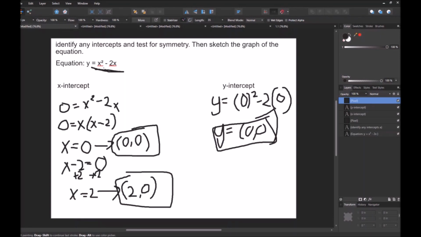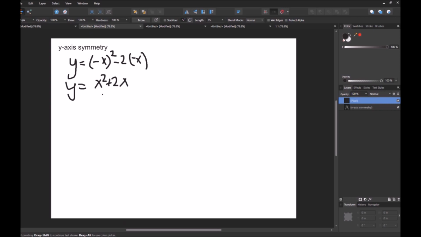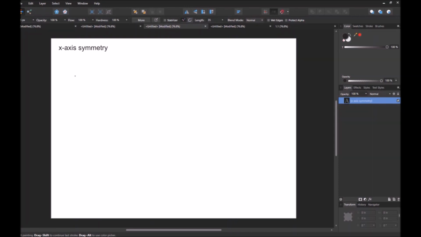So we look here and we see that this is x squared minus 2x, and we see here that we have x squared plus 2x. Well, those two equations are not the same, so this does not have y-axis symmetry. So then we move on to x-axis symmetry, and for that, remember, we're going to plug in negative y wherever we see y and evaluate the equation, and if it's the same as the original equation, then we've proven that it does have x-axis symmetry.